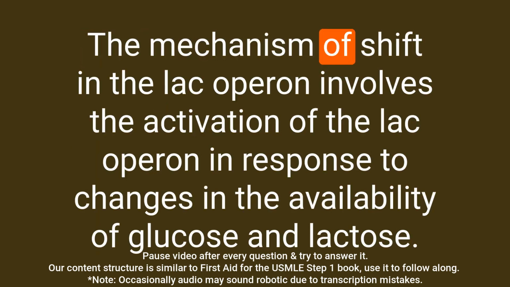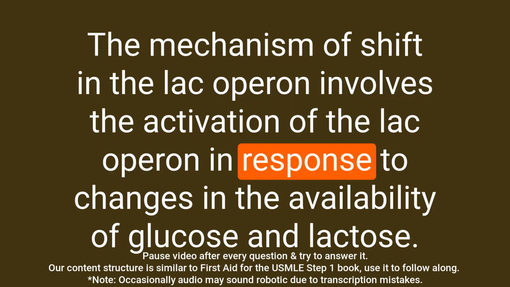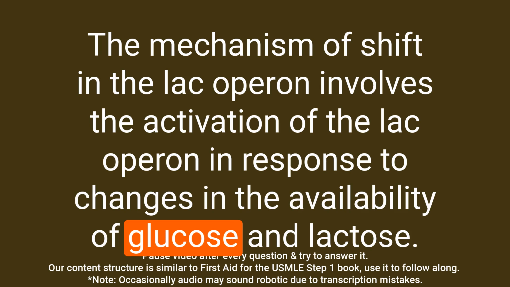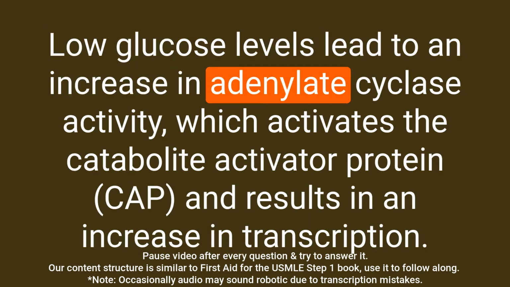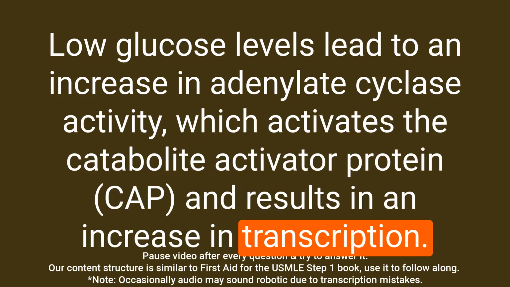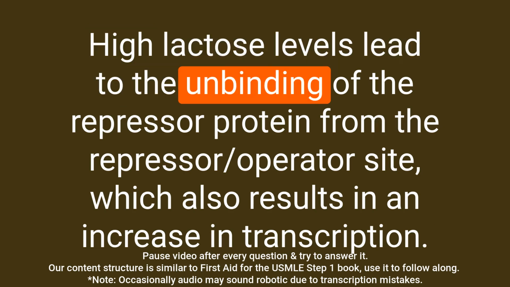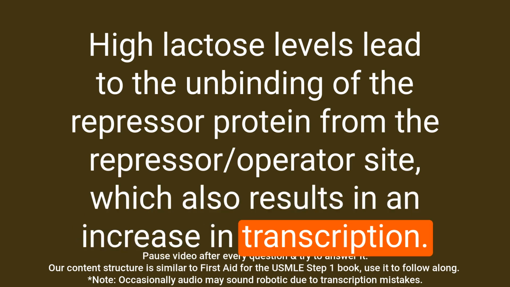Question: What is the mechanism of shift in the Lac Operon? Answer: The mechanism of shift in the Lac Operon involves the activation of the Lac Operon in response to changes in the availability of glucose and lactose. Low glucose levels lead to an increase in adenylate cyclase activity, which activates the catabolite activator protein and results in an increase in transcription. High lactose levels lead to the unbinding of the repressor protein from the repressor operator site, which also results in an increase in transcription.